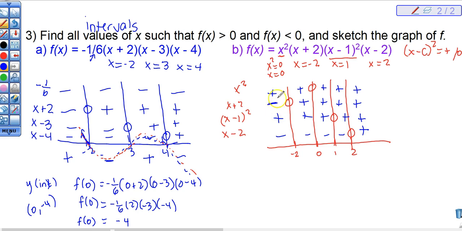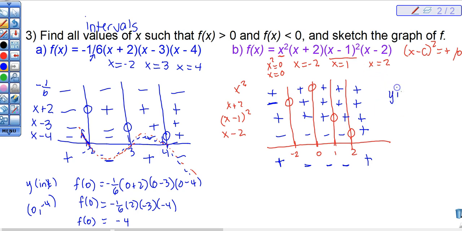So now let's see what our factor products will be. We have positive times negative times positive times negative, which is going to give us a positive product. So we'll be above the x-axis, below, below, below, and above.